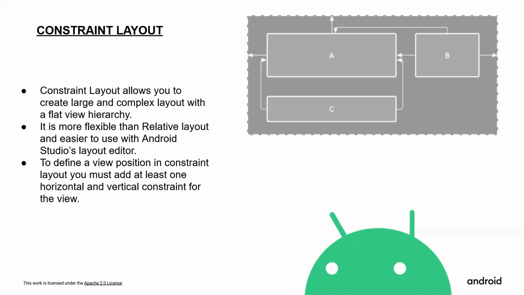Now coming to one of the most important, the constraint layout. A constraint layout allows you to create large and complex layouts with a flat view hierarchy. It is more flexible than relative layout and is easier to use with the Android Studio layout editor. To define a view's position in constraint layout, you must add at least one horizontal and one vertical constraint for the view. So you can see over here how we are adding constraints to our layouts.